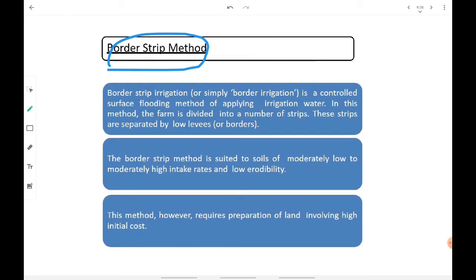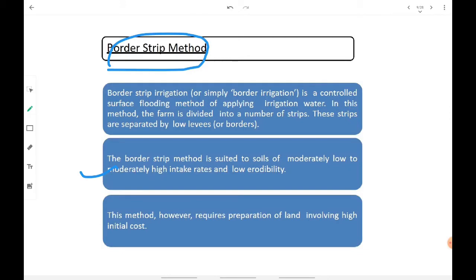Now the border strip method is suited to soil of moderately low to moderately high intake rate and low erodibility. Erodibility means the extent of erosion. For example, if you let water flow in the farm and a steep slope is there, then the water will carry soil particles along with it. Low erodibility should be there in order to use the border strip method. Otherwise the loss of useful soil is going to take place when you carry out such methods of irrigation.